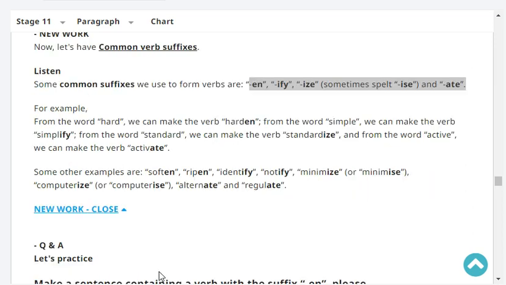For example, from the word hard, that's an adjective, we can make the verb harden. From the word simple, we can make the verb simplify. From the word standard, we can make the verb standardize. And from the word active, we can make the verb activate. Some other examples are soften, ripen, identify, notify, minimize, computerize, alternate, and regulate.